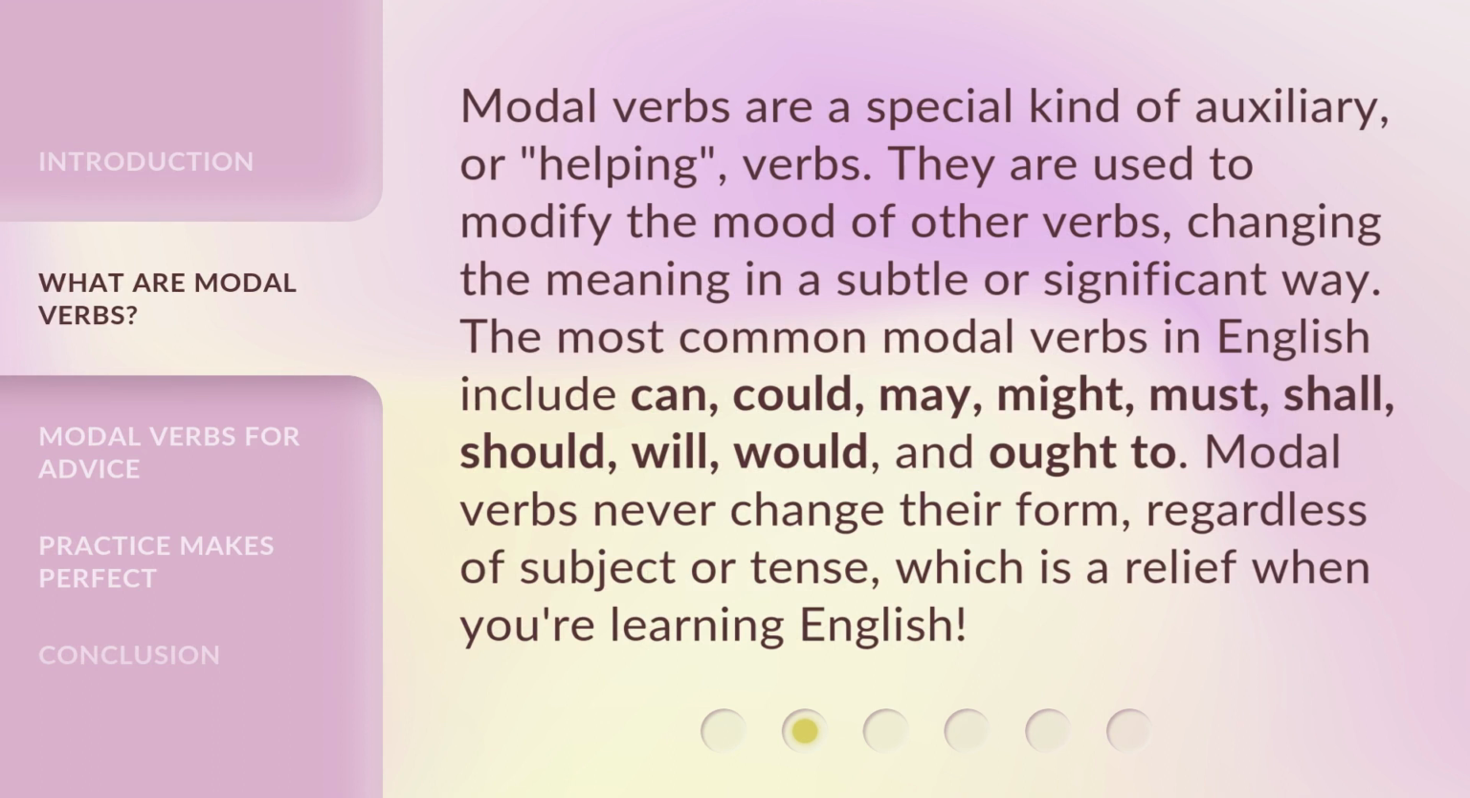Modal verbs are a special kind of auxiliary, or helping, verbs. They are used to modify the mood of other verbs, changing the meaning in a subtle or significant way. The most common modal verbs in English include can, could, may, might, must, shall, should, will, would, and ought to. Modal verbs never change their form, regardless of subject or tense, which is a relief when you're learning English.